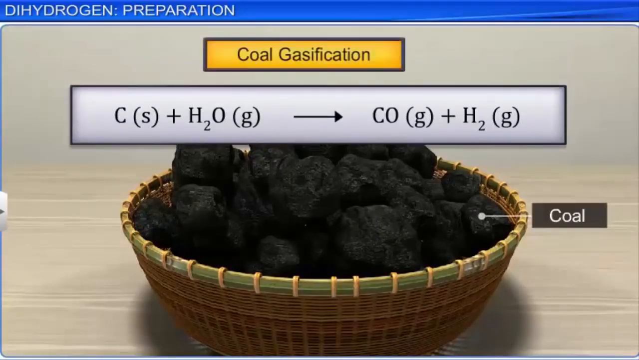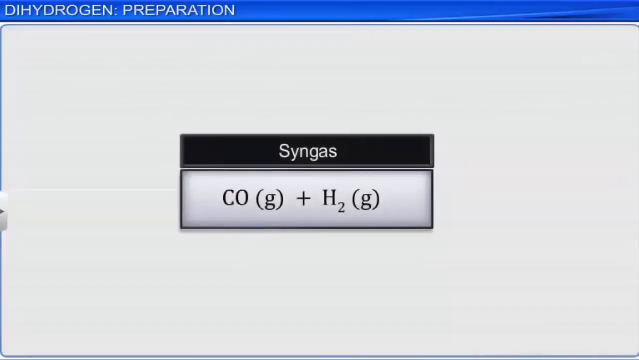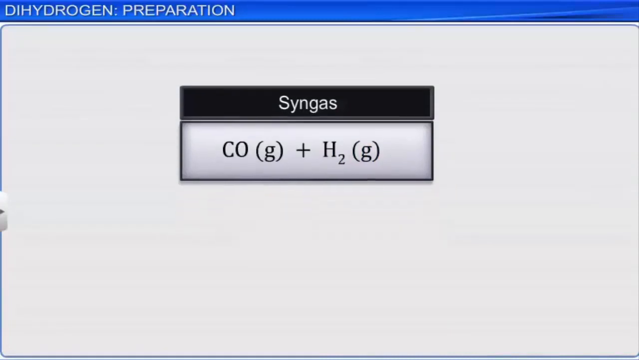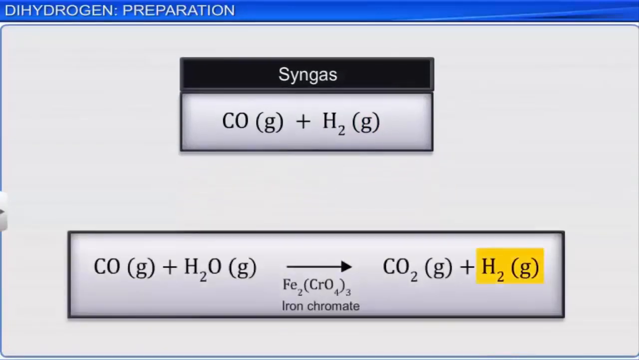It is difficult to separate dihydrogen from syngas. Therefore, the production of dihydrogen is increased by reacting the syngas with steam in the presence of iron chromate as a catalyst. The reaction produces a mixture of carbon dioxide and dihydrogen. The carbon dioxide produced is removed from the mixture by scrubbing with sodium arsenite solution. This reaction is known as the water-gas shift reaction.